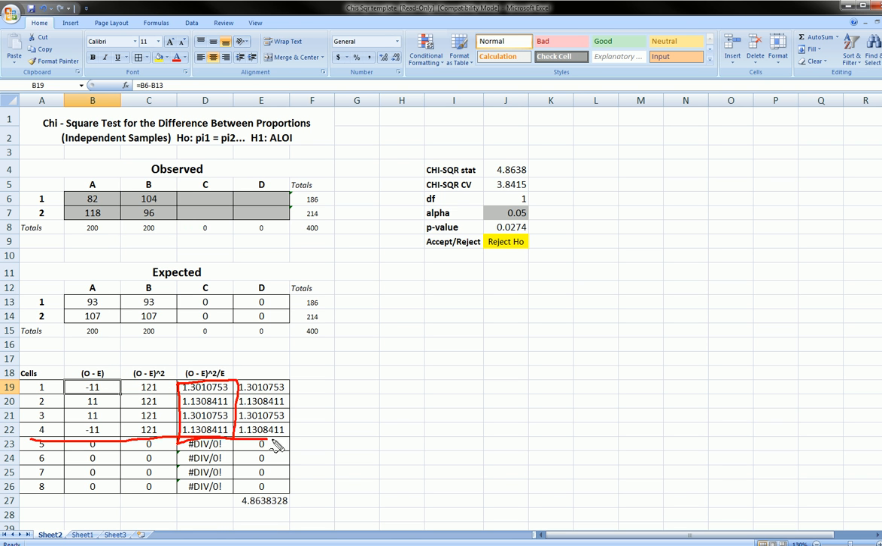The reason why these are blank is because this is for examples that had more groups in them. We just had 2 groups in our example, so these will be blank. So you can disregard those.